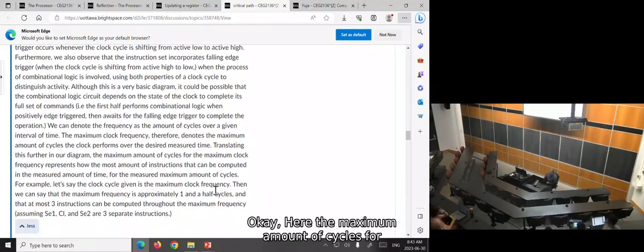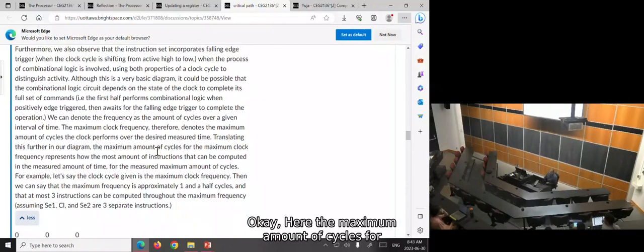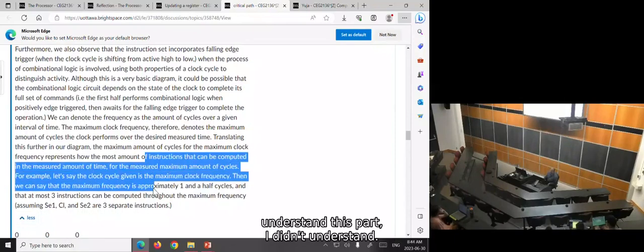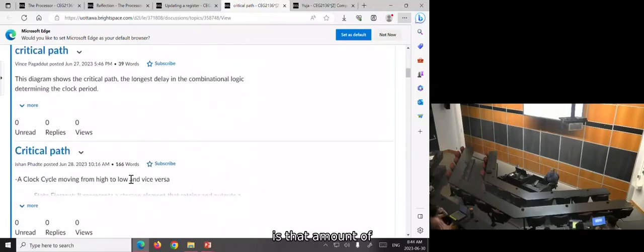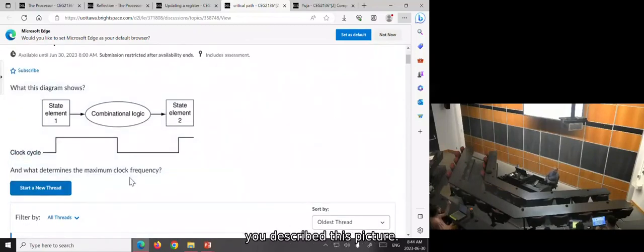Translating this further, the maximum, okay, here. The maximum amount of cycles for the maximum clock frequency represent how the most amount of instruction that, it was not good, Christian. For the measured maximum amount of cycles, for example, let's say the clock cycle given is the maximum, then we can say that the maximum frequency is approximately 1.5 seconds. No, it was not good, or I don't understand. This part, I didn't understand. Do you have any comment? I just meant more in the sense, looking at the picture, that the maximum frequency is that amount of cycles, like in the picture that you described.